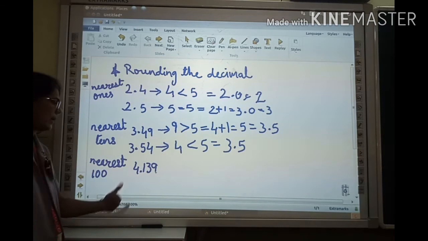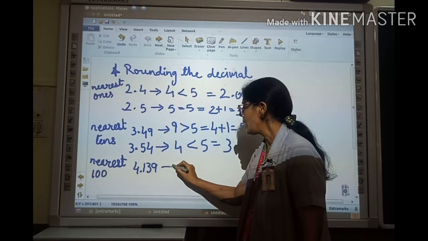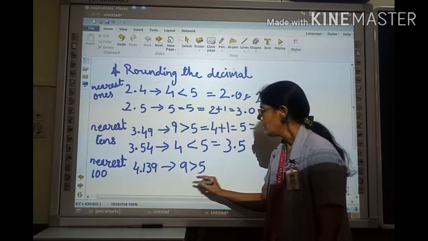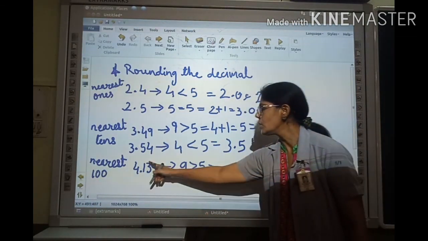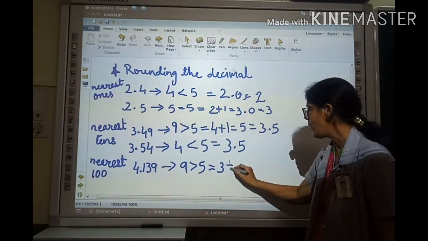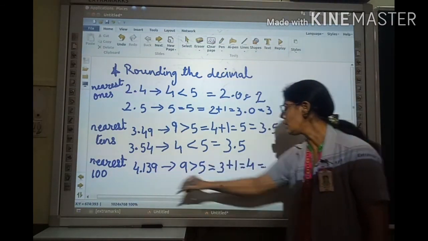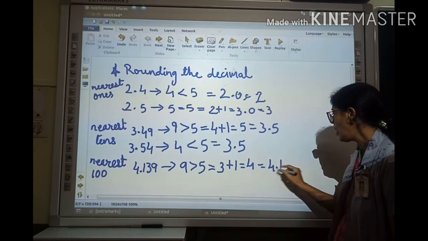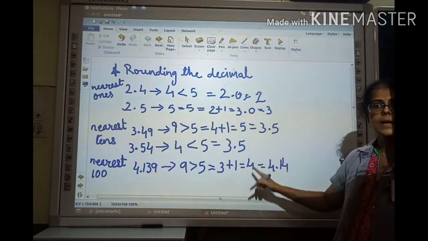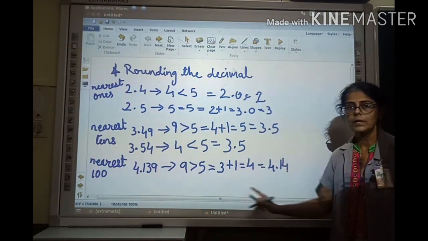Nearest to the hundredths. One number I have taken here, 4.139. Now which number do I have to check here? This 9. 9 is greater than 5, right? So where do I have to add 1? To the number just before it. The number just before is 3, right? So I have to add 1 to it. So what will I get? 4. So what will be my answer? 4.1, and the 3 which is there, I have to write 4 there. So what will be my answer? 4.14.